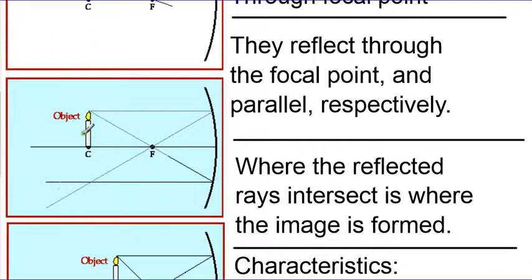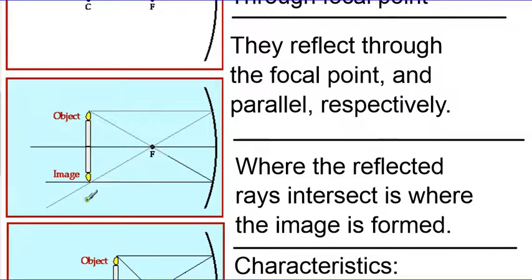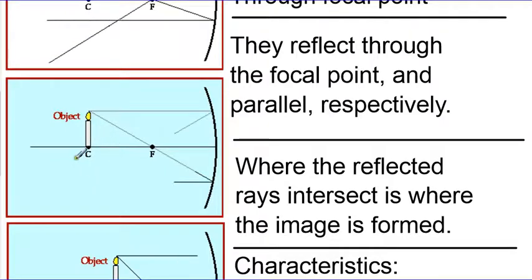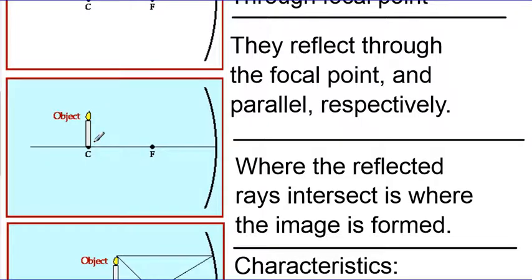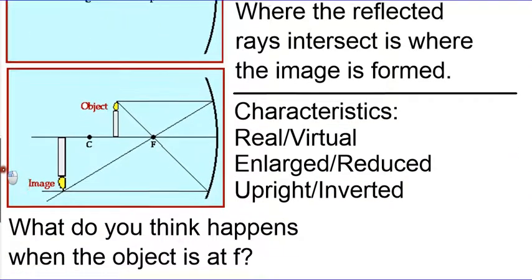Now, when the object is at the center of curvature, it is a special case here. You'll notice that it's the same principle: parallel, through the focal point, parallel. It produces an image that is at the center of curvature, and in this case, the image is inverted, but it is neither enlarged nor reduced. It is the same size, and it is still a real image.